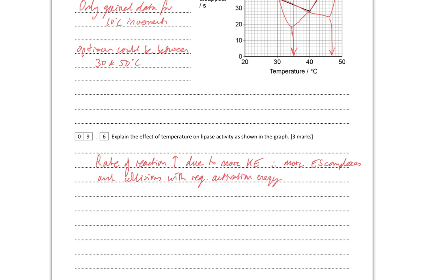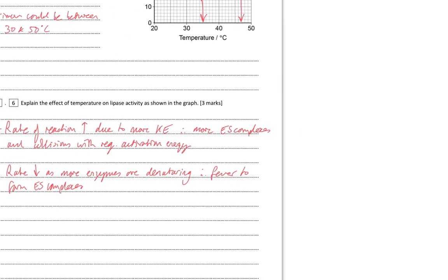The more kinetic energy I have, the more bumps we have together, more enzyme-substrate complexes form, and the more likely they are to have the required activation energy. And then the rate goes down as more enzymes are denaturing. They don't all just denature at one temperature. The chance of denaturing increases with temperature. Therefore, fewer enzymes are able to form ES complexes. It's a nice easy one.